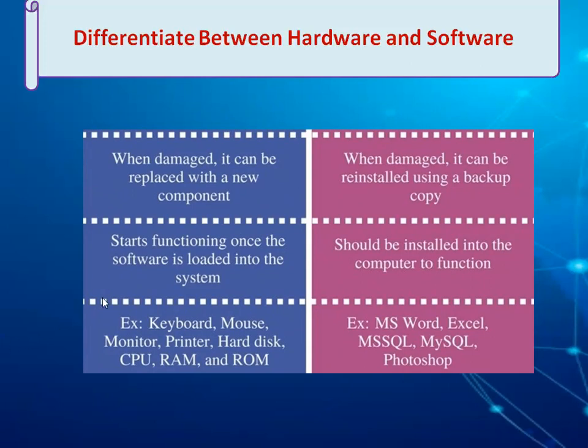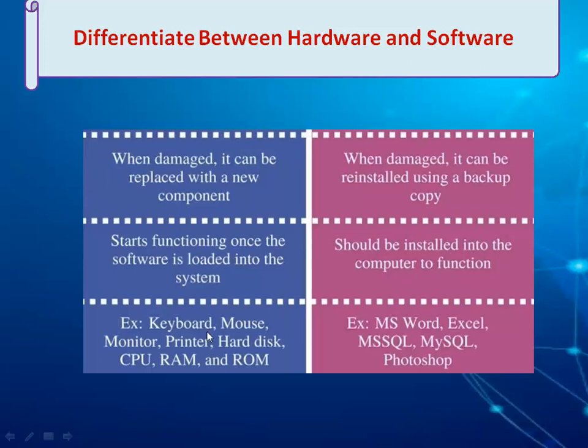Hardware starts to function once the software is loaded into the system. Suppose you have hardware, but it cannot function if you do not have software. So first of all, you install the software. After installing the software, your hardware will start functioning. Software should be installed into the computer to function, and we have different apps and software that we can install on our computer system for different purposes and functionality.